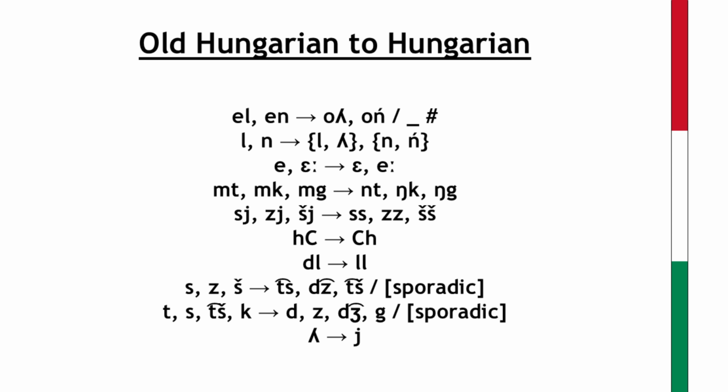The final set of changes brings us to the modern day. We see certain sporadic palatalizations of N and L, reduction of the vowel inventory through a merger of the two E's, a number of assimilations, H metathesis, and, most recently, the merger of the palatal lateral and approximant.